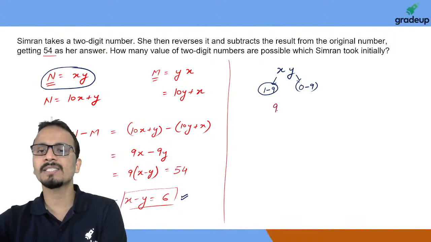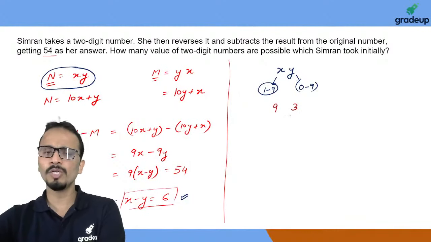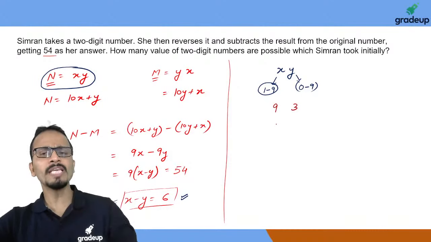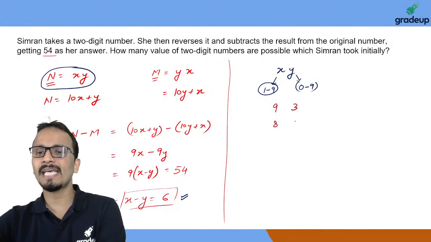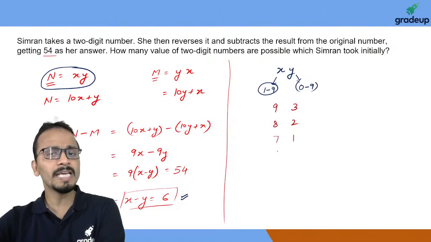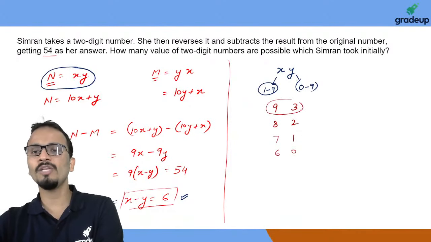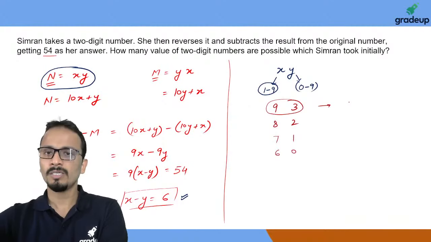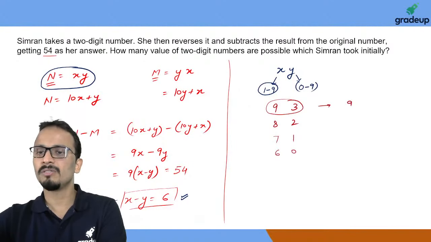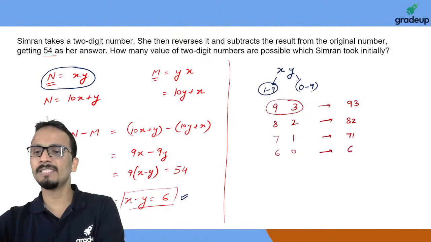Highest value of x that can be taken is 9. And the value of y correspondingly can be 3. So I can say that 9 minus 3 is equal to 6. Yes, it is satisfying. Now you can keep decreasing the value of x. So if you take x as 8, y will become 2. If you take x as 7, y will become 1. If you will take x as 6, y will become 0. Okay. So this value of xy will give you the value of the original number as 93. This value give you 82, 71, and finally 60. Okay.